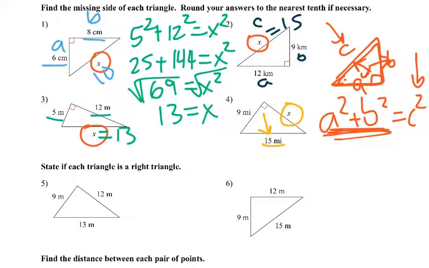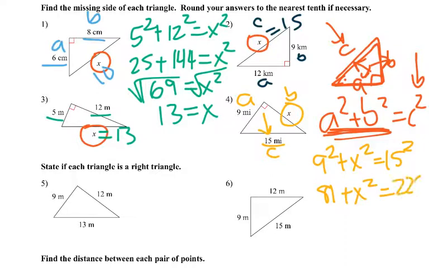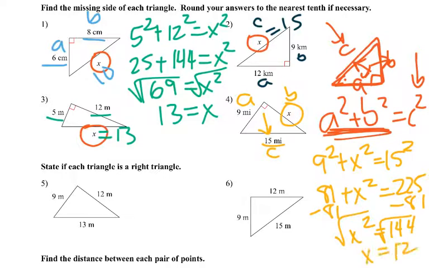Okay, then that last one, notice this would be A and B, and that would be C. So we'd end up with 9 squared plus x squared equals 15 squared. See the difference there? So 9 squared is 81, plus x squared equals 225. Subtract 81. We get x squared equals 144. Take the square root, and x equals 12.